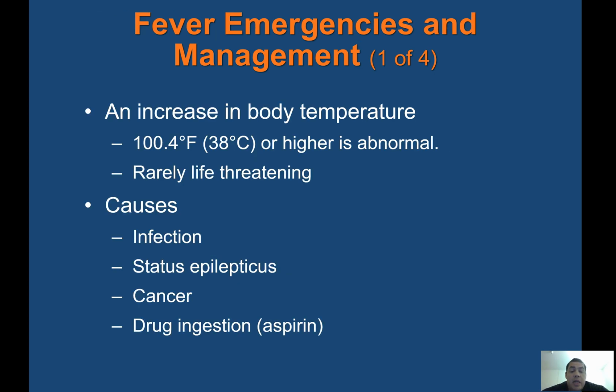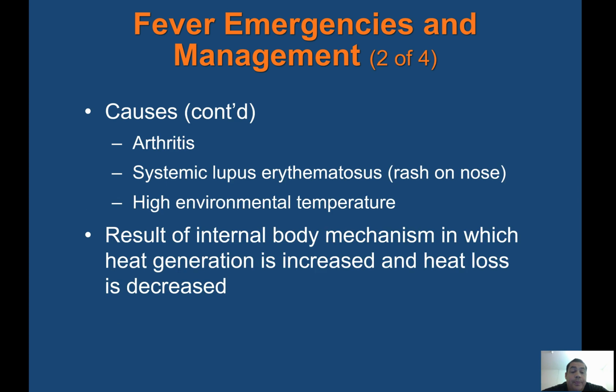So, fever emergencies and management. An increase in body temperature, 100.4 Fahrenheit or higher, is abnormal and rarely life-threatening. Causes include infection, status epilepticus, cancer, drug ingestion, aspirin. So anything above 100.4 can be considered on that sepsis level, especially for adults. So we want to be aware of that.